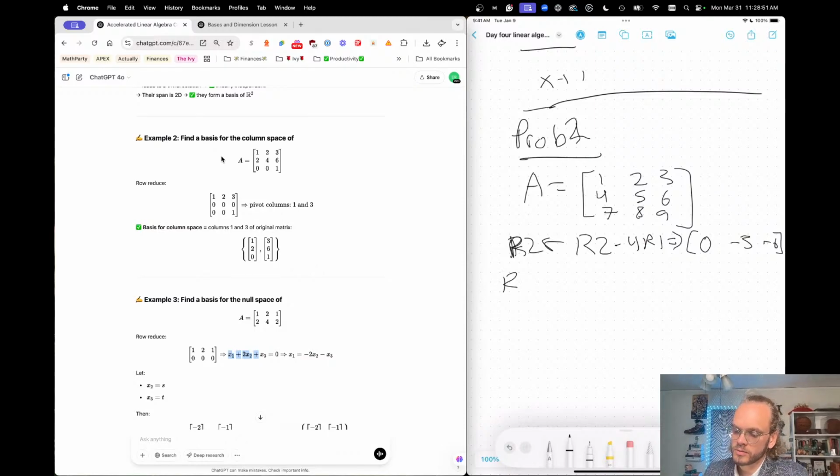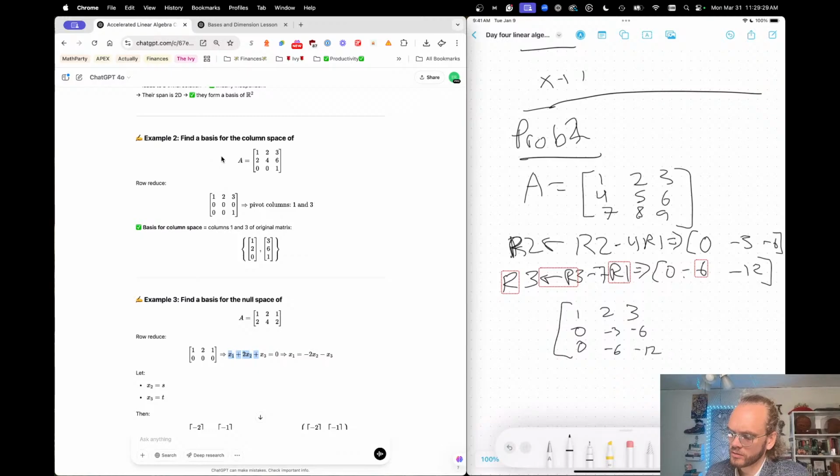Then row 3 becomes row 3 minus 7R1. So that's going to be 0. 8 minus 14 is -6, -12. So the new matrix is going to go 1, 2, 3, 0, -3, -6, 0, -6, -12.